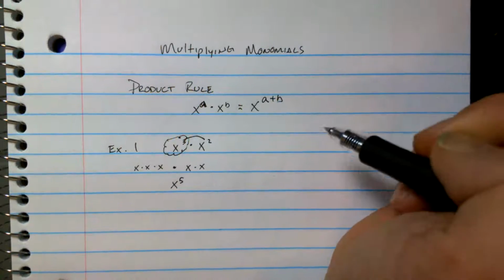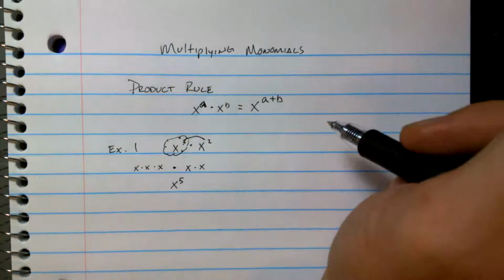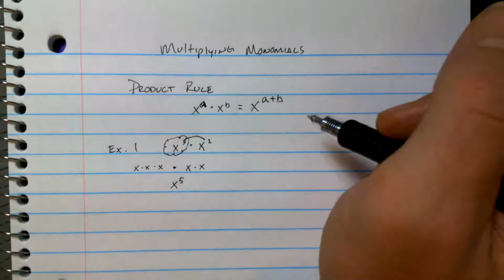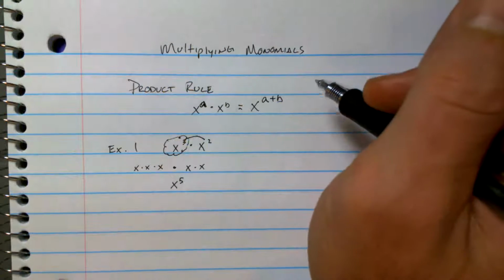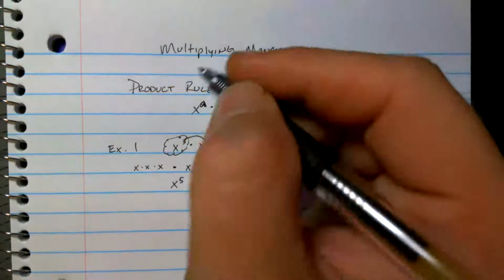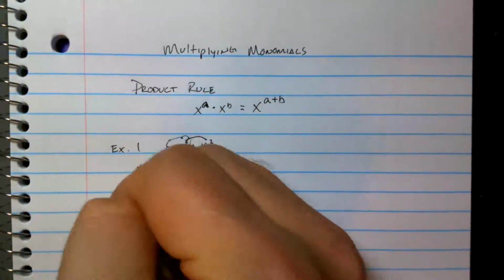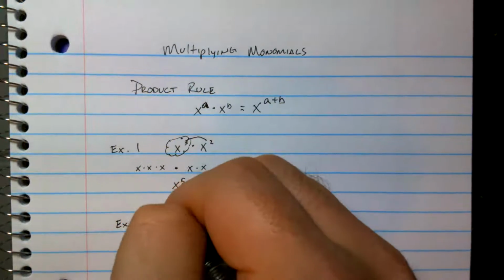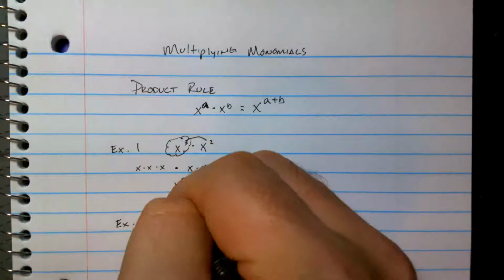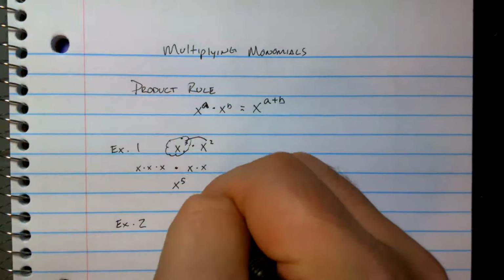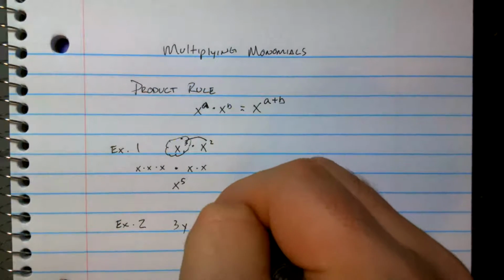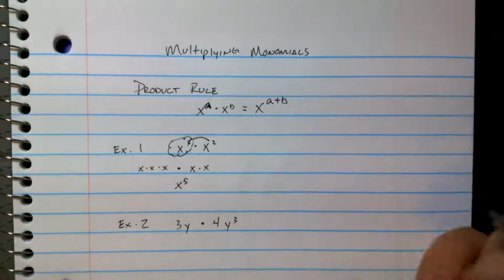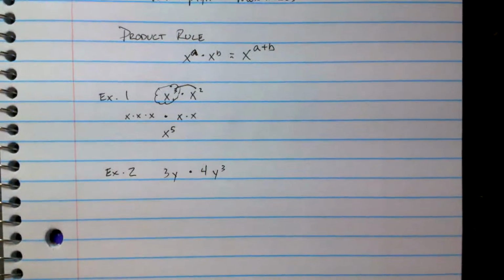Now, the beauty in this is that we can do this with multiple ones. The labels don't have to match. Okay, things can be mix matched. And we'll look at an example of that. Okay, so example two. All right, so example two, we've got, let's go with 3y times 4y to the third. Okay, so labels don't match.